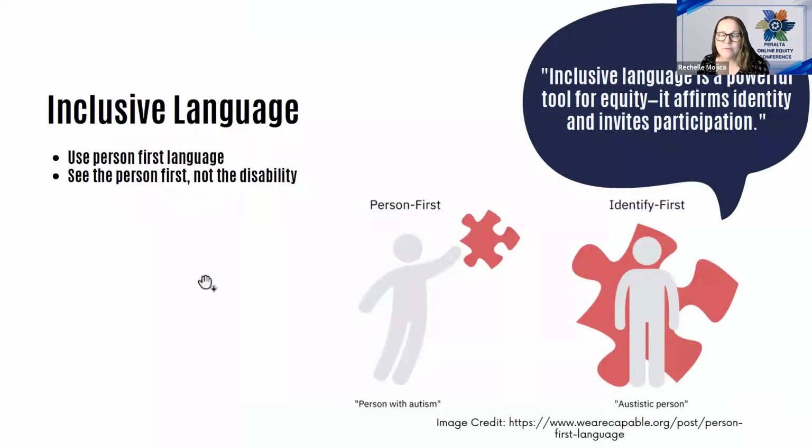So inclusive language. When possible, use person-first language. So the goal is that we want to be able to see the person first, not just the disability. So inclusive language is a powerful tool for equity. It affirms identity and really invites participation. So we have an example here on the screen of using person with autism versus autistic person.